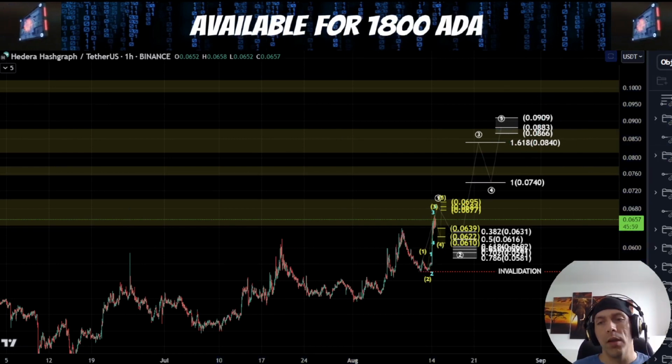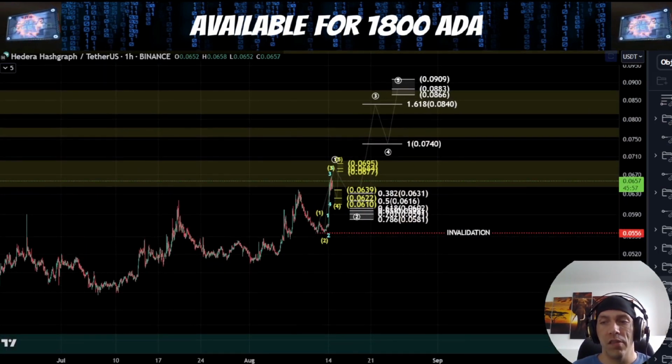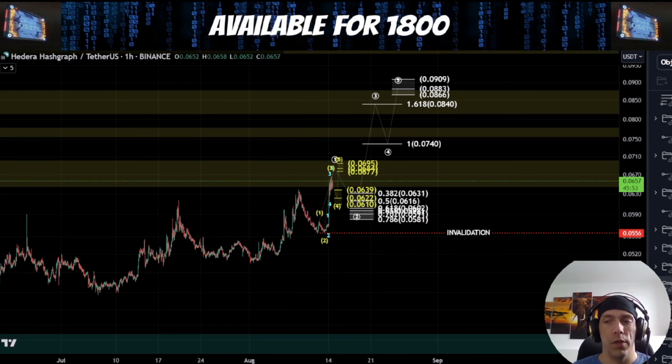So that's how we'd be looking at it if we're looking at this idea of extension. It's going to be very important that we hold this 556 if this is the case.